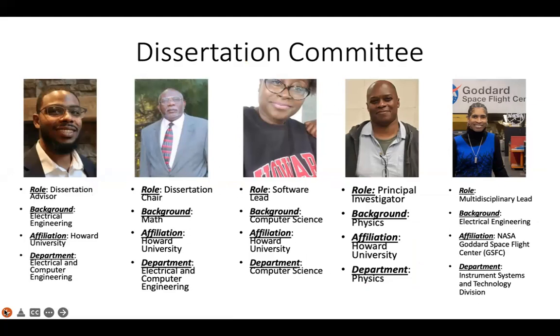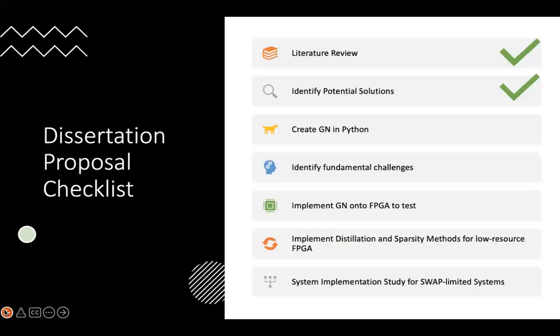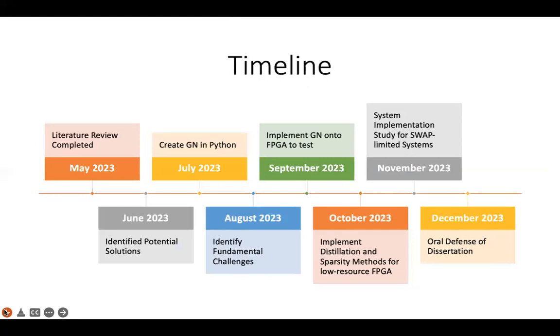Also, can you keep going back? You need to adjust the timeline, right? Yes. Also, go back to that timeline again. December 2023, I know that's what your goal is, but don't put December 2023 because they're going to think that's unrealistic, and someone's going to say something about that. So just give yourself a whole year, and if you finish early, you finish early.